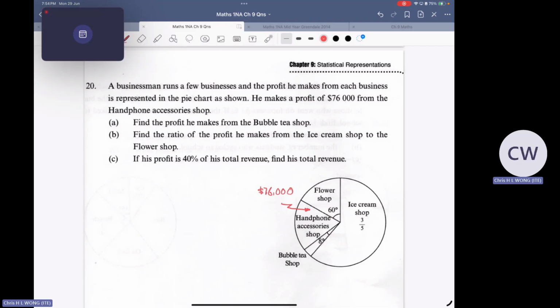Find the profit he makes from the bubble tea shop. They give you everything, but they never tell you what the bubble tea shop is, 8%. How much is 8%? How much profit does he make for the bubble tea shop? How do you do this?